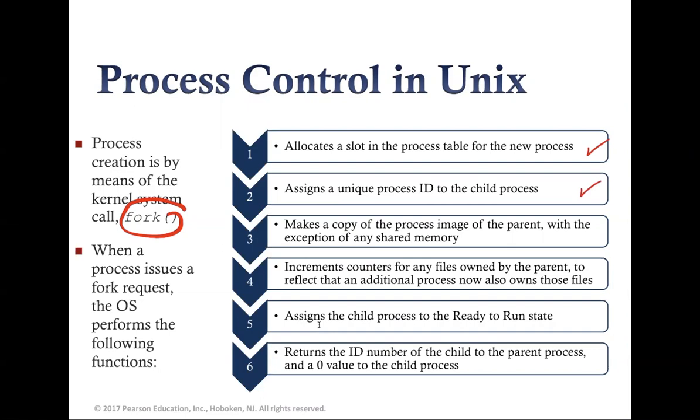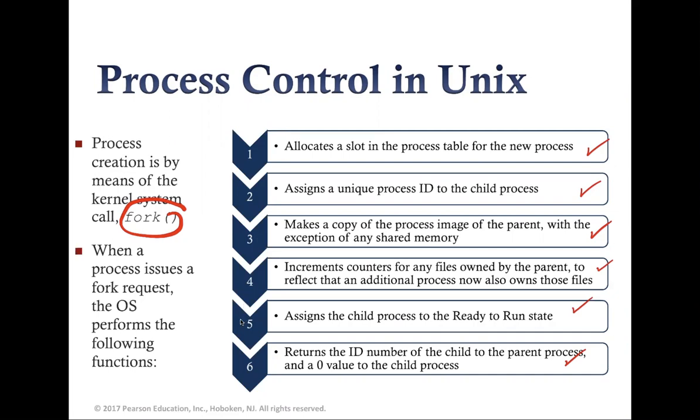And then third, it will make a copy of the process image of the parent, with the exception of any shared memory. After this, it will increment the counters for any files owned by the parent. The reason for this is to reflect that an additional process now also owns those files. And before the last stage, it will assign the child process to the ready to run state. And then finally, it returns the ID number of the child to the parent, because now we know that the child has been created, and a zero value to the child process. This is what the fork function would do.